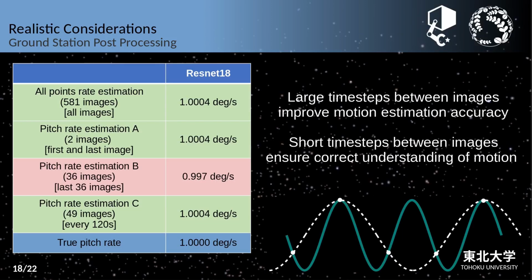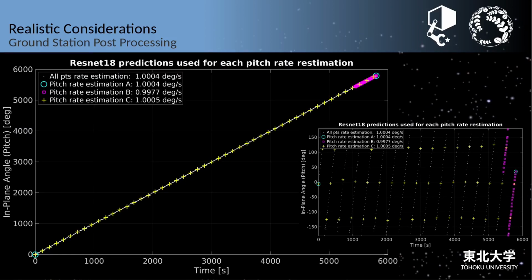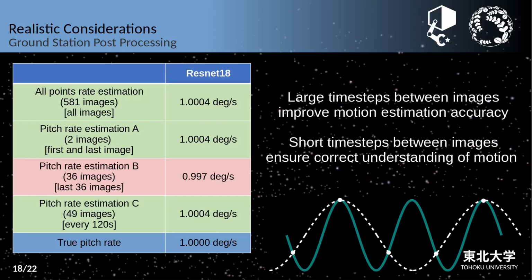So I summarize that here. We have the all points rate estimation, the 2 image rate estimation, the last 36 image rate estimation, and the every 120 seconds rate estimation. You see, we get very good results. Oh, I'm sorry, there's one typo here. I forgot to change this 1.004 to a 5, but that's okay. You can see that the worst case is actually if we only use images over a short period at the end.